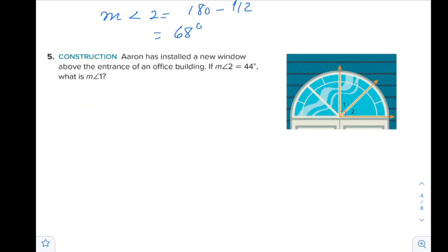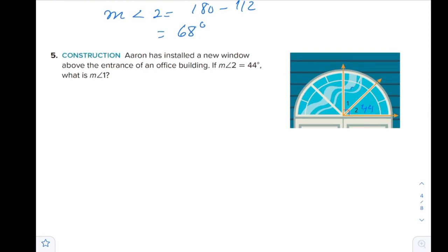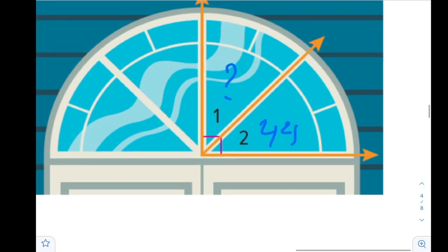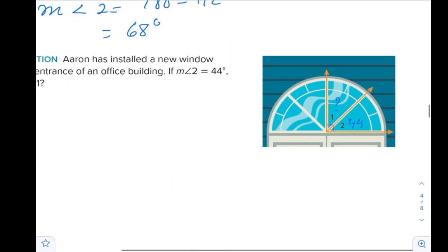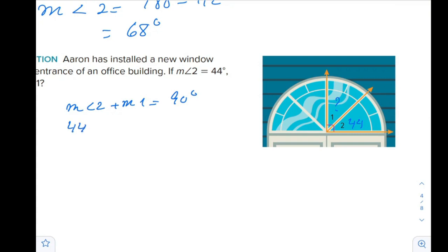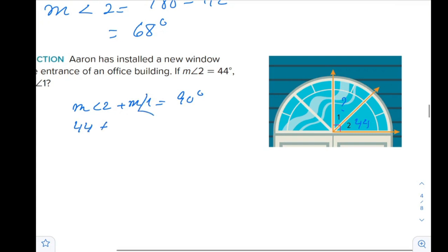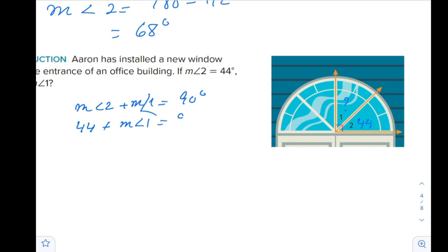Here we go. Aaron has installed a new window above the entrance of an office building. If the measure of angle 2 is 44, what is the measure of angle 1? It's very clear that both are complementary. So using the complement theorem, the measure of angle 2 plus the measure of angle 1 is 90. The measure of angle 2 is 44. The measure of angle 1 is unknown. So the measure of angle 1 is 90 minus 44, and it is 46 degrees.